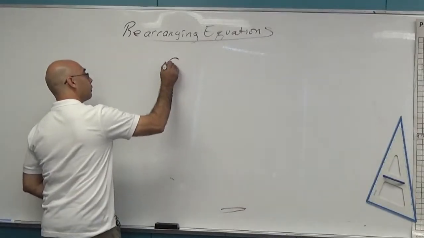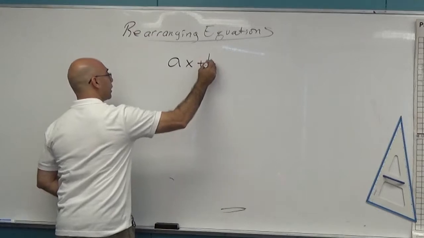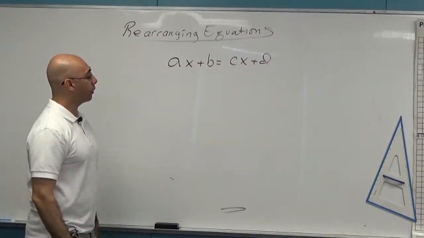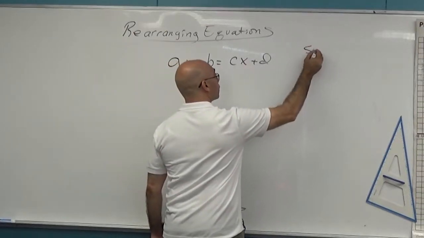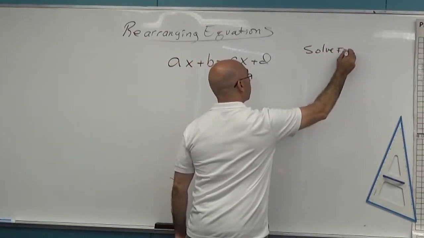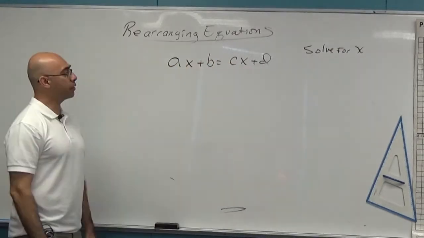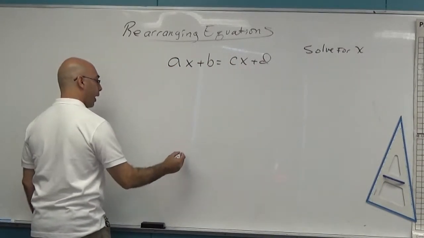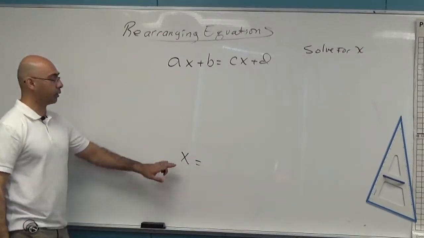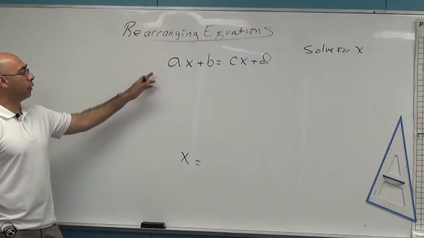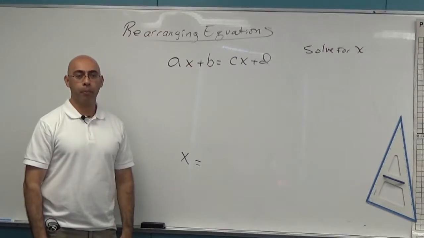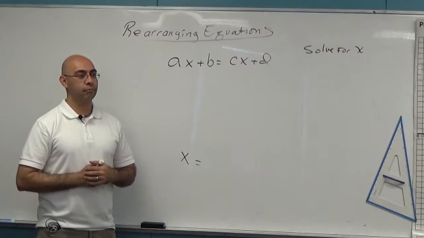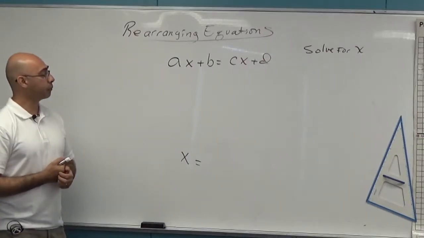What if you had this? ax plus b equals cx plus d. And I'm going to say for this one, solve for x. What does that mean when it says solve for x? All right, I want to find out what x equals. That's what I want. This is the letter I'm talking about. You say, Mr. Chohan, there's a whole bunch of letters. Yes, there are. But now you're going to have to treat them as numbers. If it's not an x, treat it as you would a number.